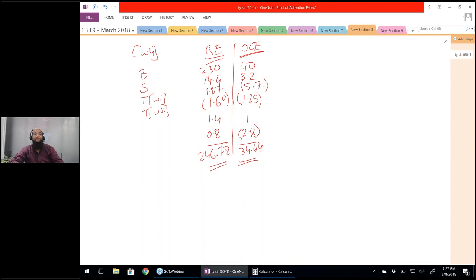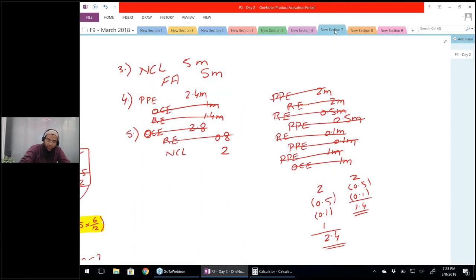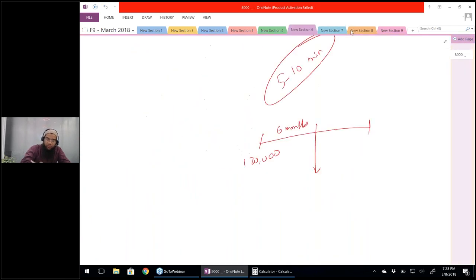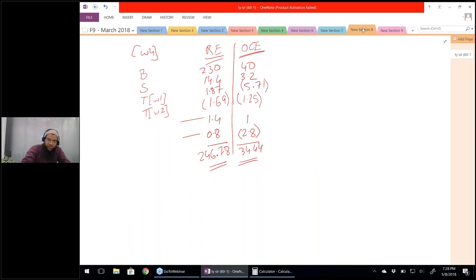Thank you, Rishun. We have got these numbers from the adjustments: adjustment 5, 2.8 and 0.8, and adjustment 4, 1 and 1.4. So this is adjustment number 4 and this is adjustment number 5. Okay, now let's finally prepare the balance sheet.